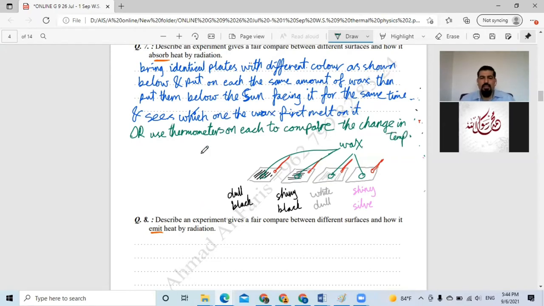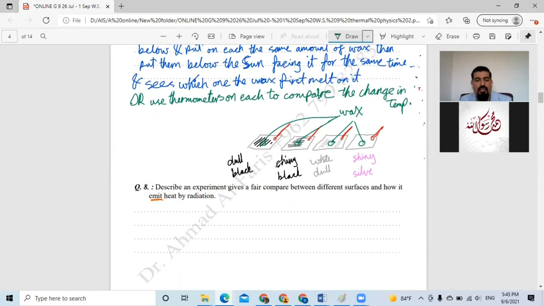Okay, good. So by doing this experiment, we can find out that the dull black is the best absorber and the shiny silver is the poorest absorber. The one that is dull and black, not shiny like the car surface, absorbs more heat. That's why in some ovens, they are dull black from inside to keep it hot, so it becomes hot very fast and does not lose energy to the surroundings.